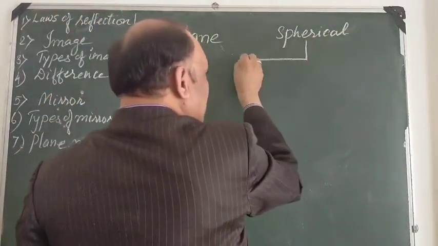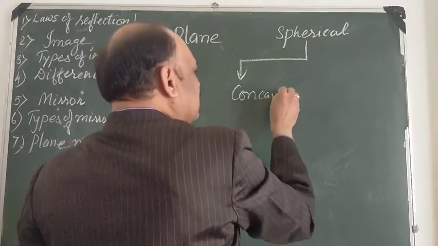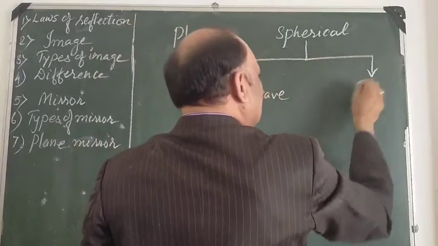Spherical mirrors are of two types. One is concave mirror and another one is convex mirror.